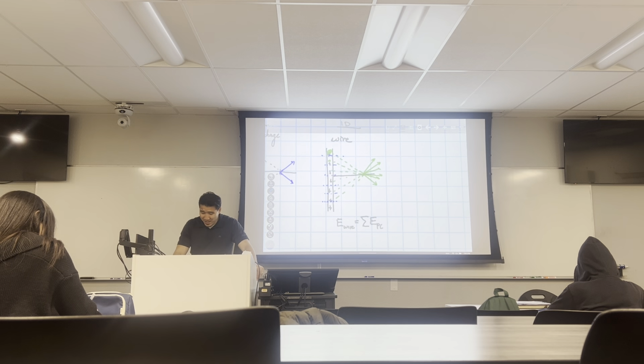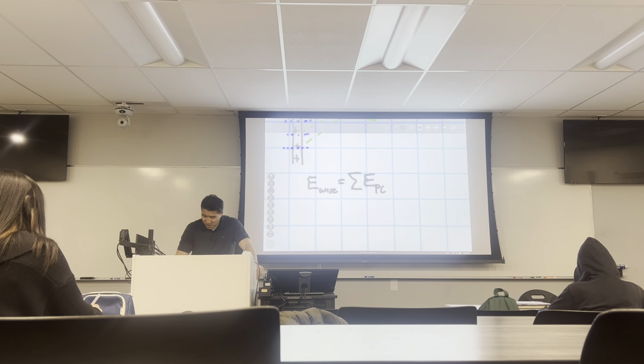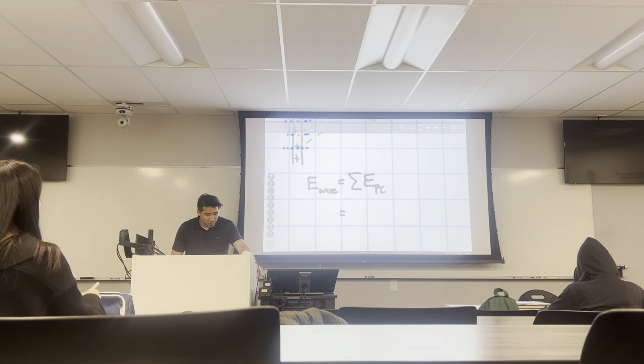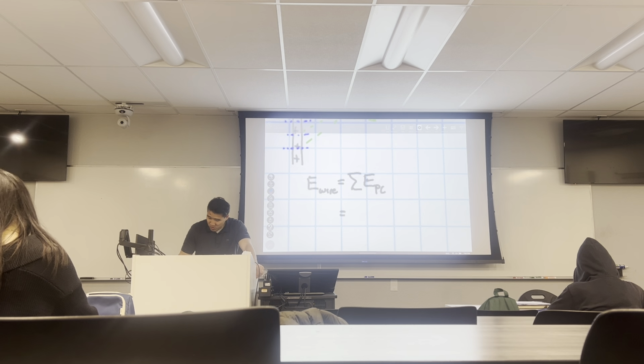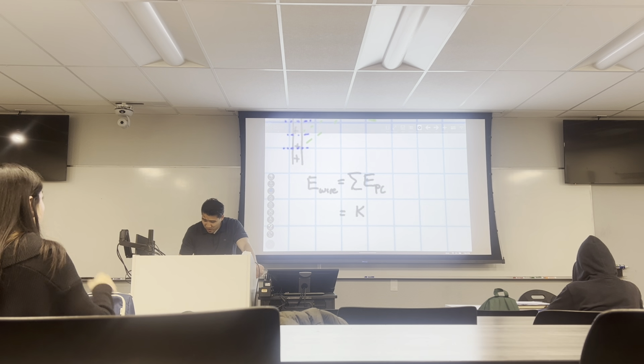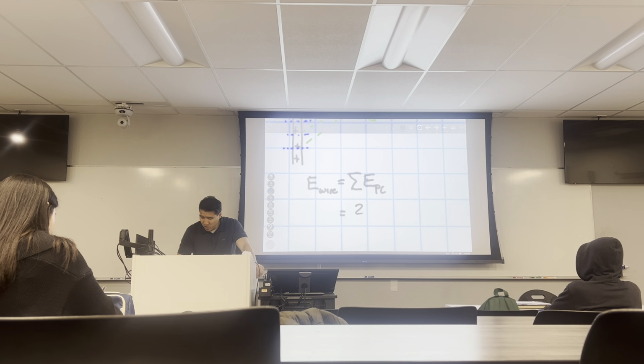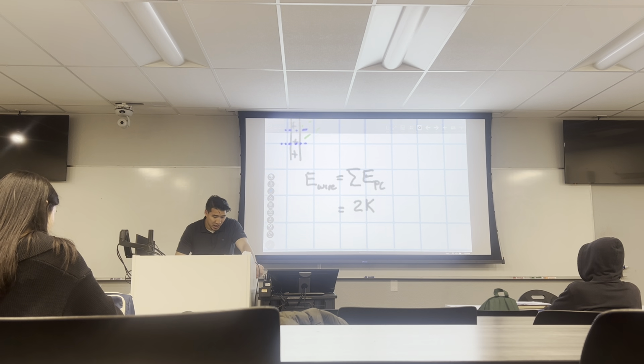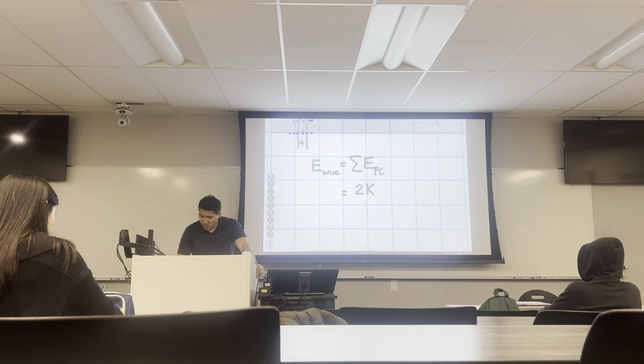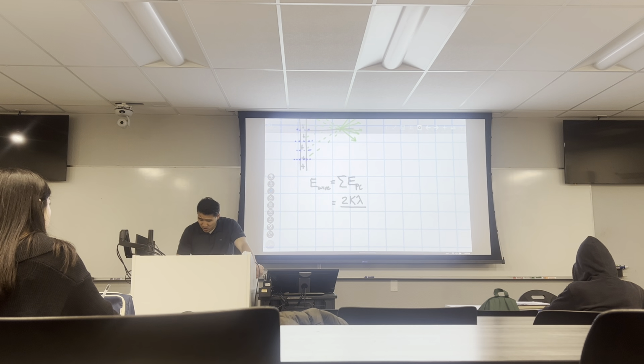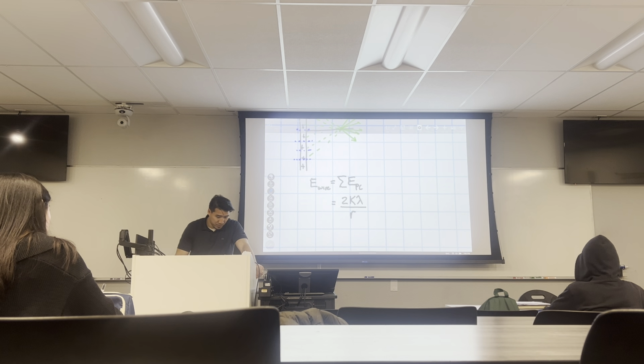Now the calc-based class actually did this entire summation, but for you guys, I'm just going to give you the solution. This is 2 times k times lambda over R.